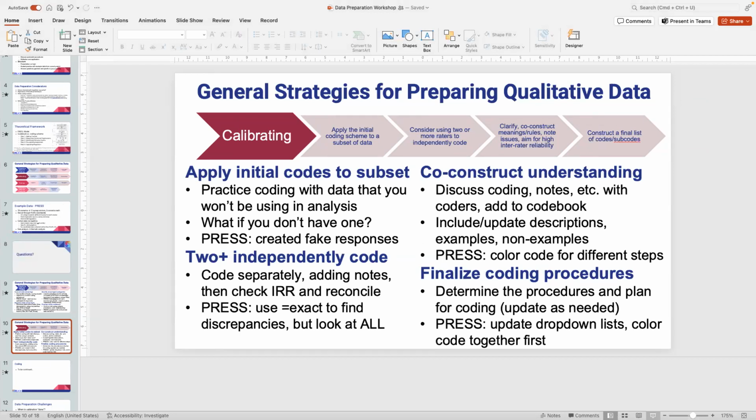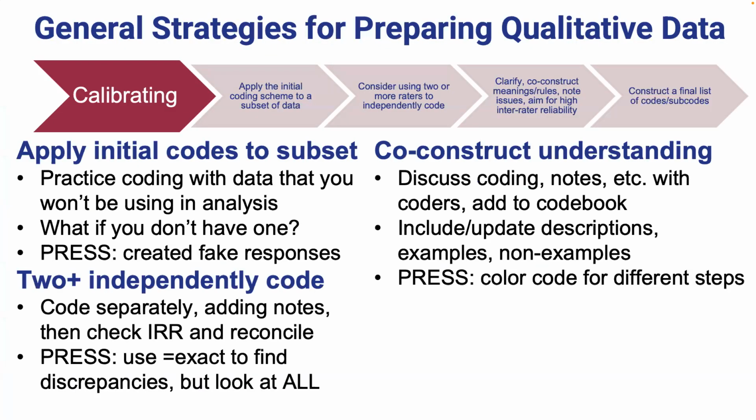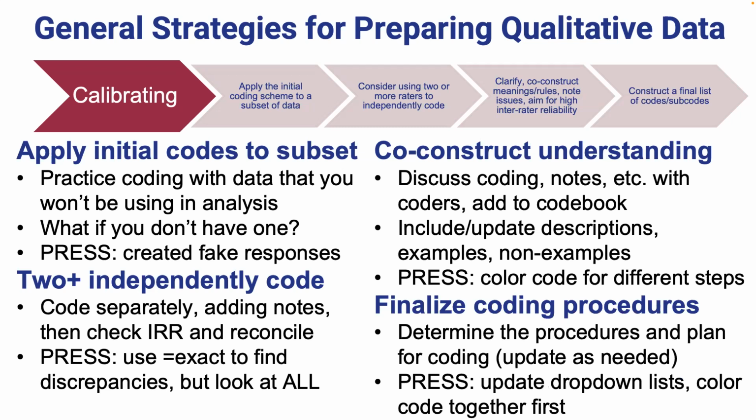And then the last one is finalizing the code book. This could be you've gone through and you're done, hooray. It could be iterative, you could go all the way back to the beginning, which we did. But this is about determining the procedures and plans for coding and updating as needed. So again, if I'm doing Excel, I want to update my drop-down lists. I think originally I didn't have a none, and you have to hit something.